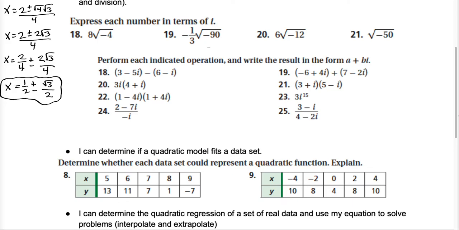Let's just pick any one of these, like 18 through 21. Let's go with 19, because I know a lot of people have had trouble with 19. So 19 is negative 1/3 root negative 90. And all four problems in this section are very similar.